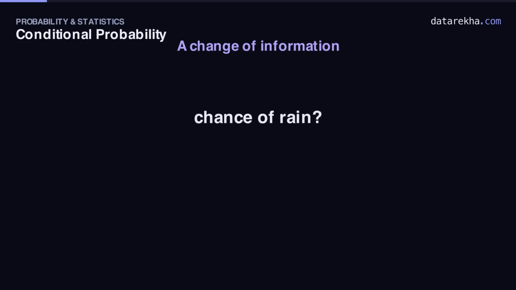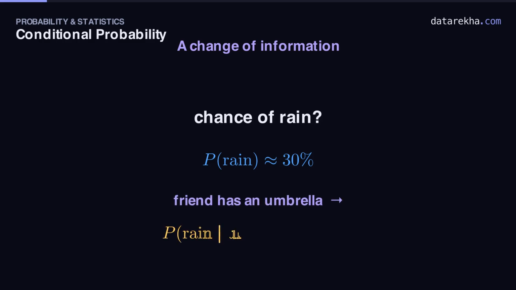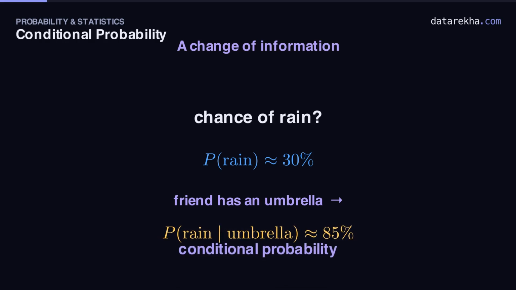You glance out the window in the morning and wonder, what's the chance of rain today? With nothing else to go on, you might say, oh, maybe 30%. Then a friend walks past carrying an umbrella. Nothing about the sky has changed, but suddenly your estimate jumps. Now it feels more like 80 or 90%. The weather didn't move. Your information did.